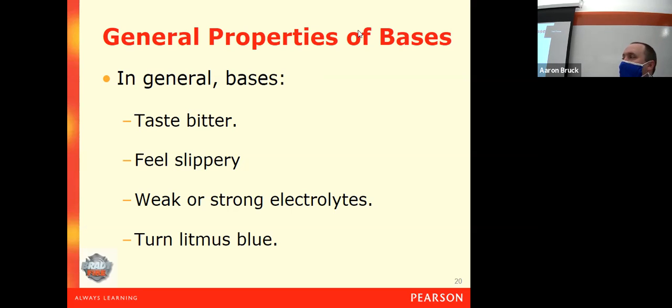And finally, these will turn litmus blue. So I've mentioned litmus twice now. Litmus is a chemical indicator that basically comes in two colors, red and blue. When litmus encounters an acid, it will turn red, which means if I have red litmus paper already, it's going to stay red. If I have blue litmus paper, it'll turn the blue litmus paper red.